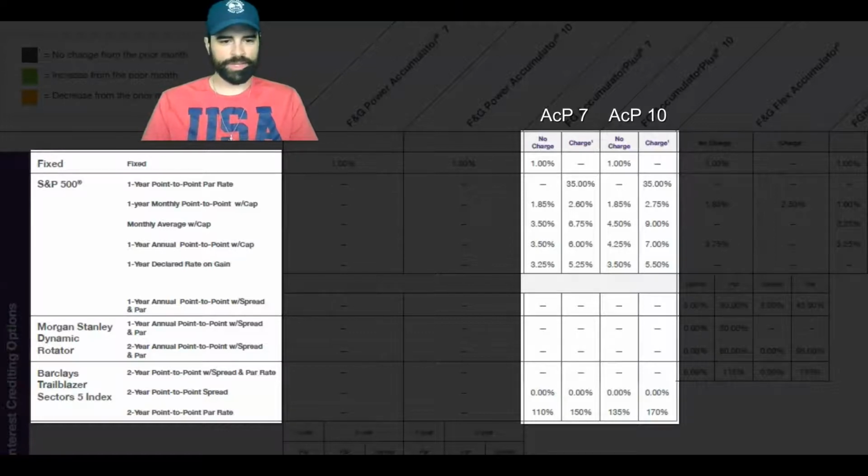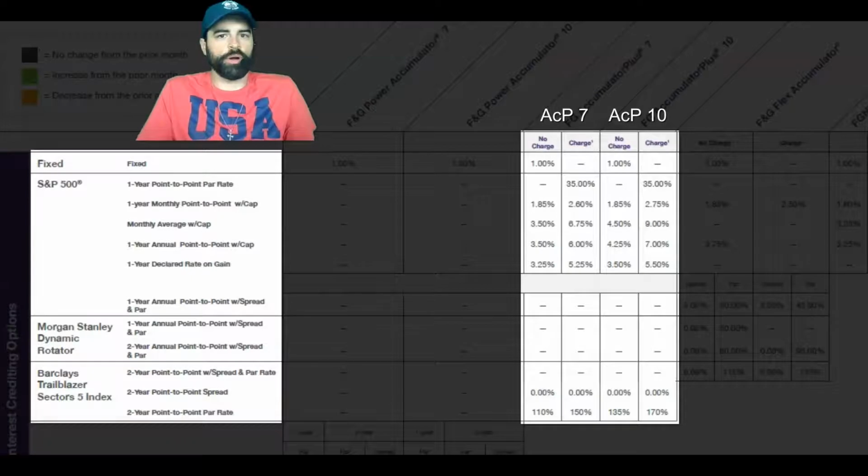And then you have to go all the way down to the bottom for the Barclays. All those were the S&P. This one's the Barclays Trailblazer. It has a 2-year point-to-point spread. Notice the spread right now is 0. Okay, so basically what the market does, that's what you get. And then it's got the 2-year point-to-point with the par rate, 110, 150, 135, 170.